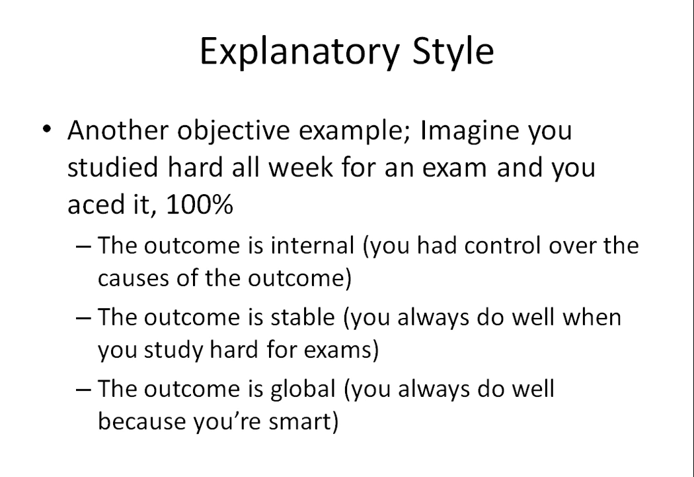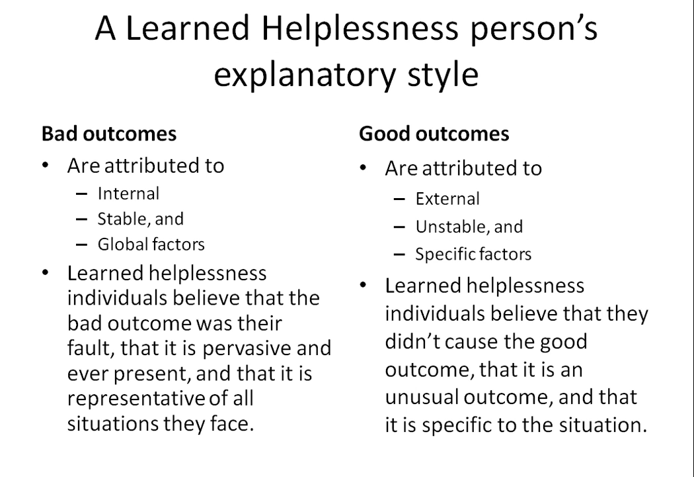Another objective example is, imagine you studied hard all week for an exam and you aced it 100%. The outcome is internal. You had control over the causes of the outcome. The outcome is stable. You always do well when you study hard for exams. The outcome is also global, because good results happen to you because you're smart and capable.